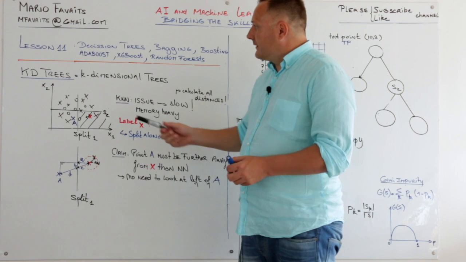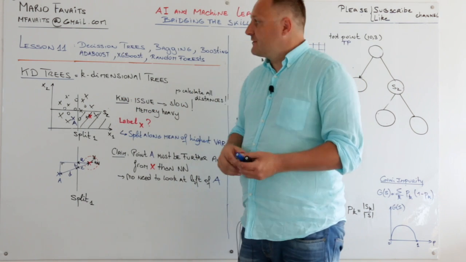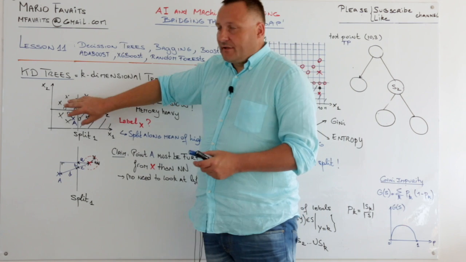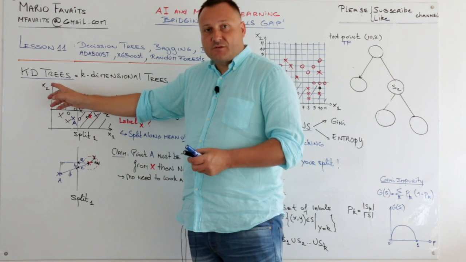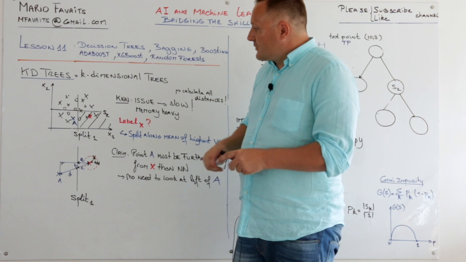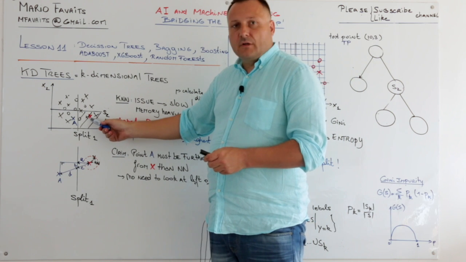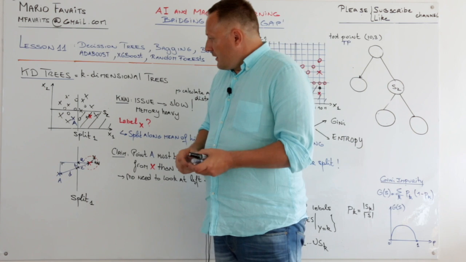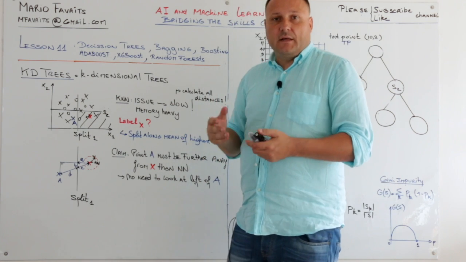Alright, now let us tackle KD trees. KD stands for k-dimensional. I have a data set here, features x1, x2. What we're going to try to do is decide on the label of the red cross here, x. One way of doing it, we could use k nearest neighbors.